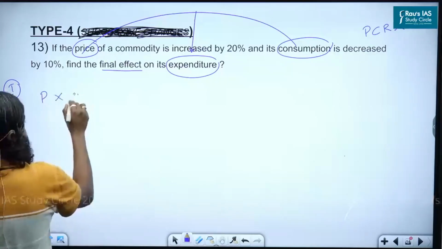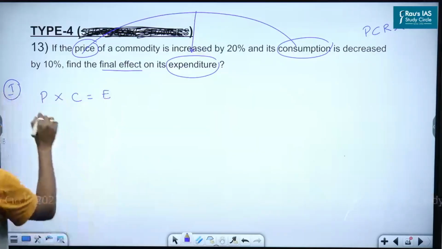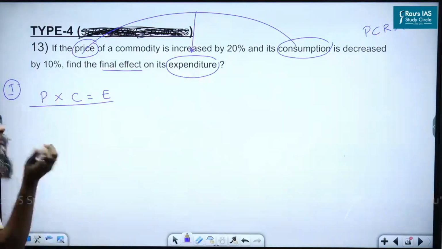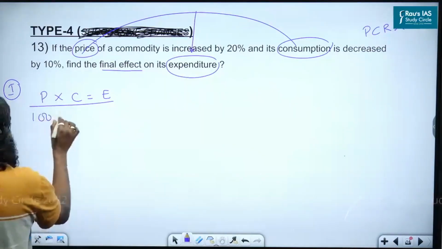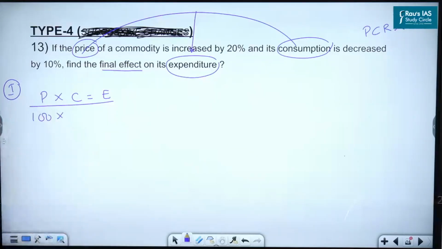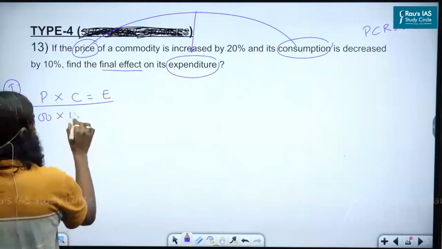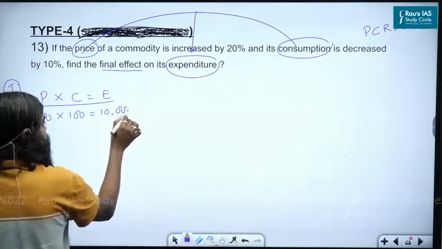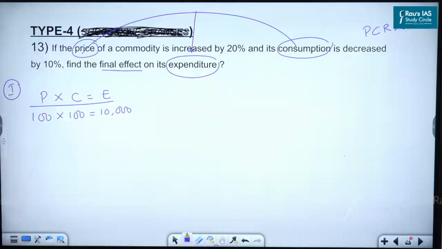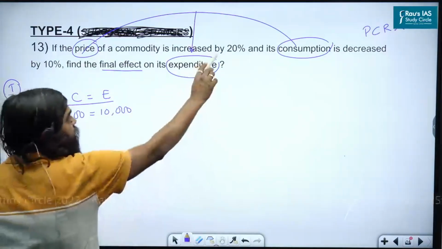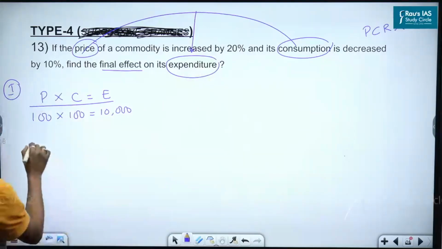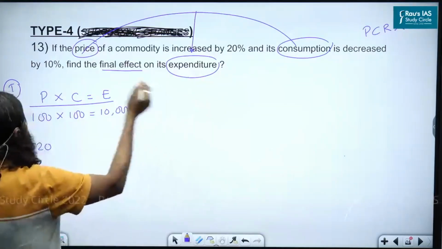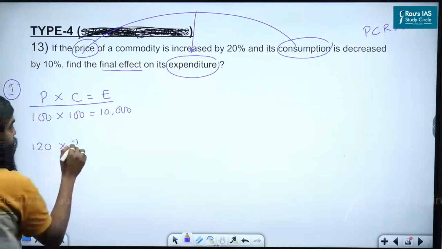Price is given, consumption is given, so we can derive the expenditure. What is the original price of each marker pen? We don't know. Assume 100 rupees. You can take any value. How many marker pens am I consuming? I don't know. Assume 100. 100 into 100, my expenditure is 10,000. What happened to my price now? Increased by 20%. So what is the new price? 120. What happened to my consumption now? Decreased by 10%. So my consumption becomes 90.